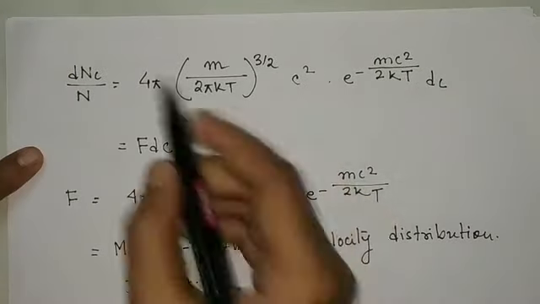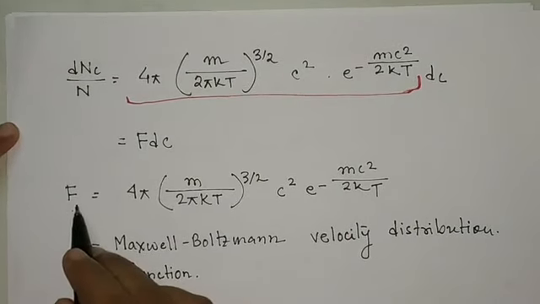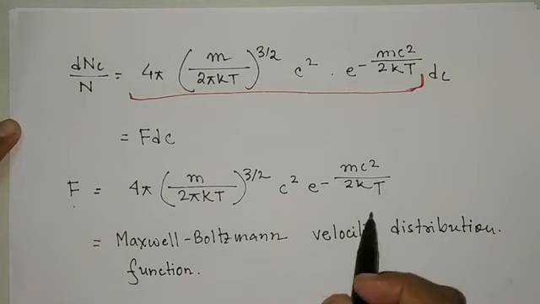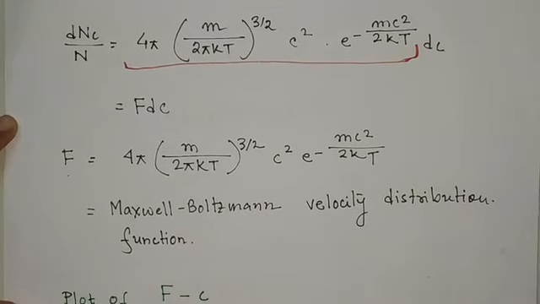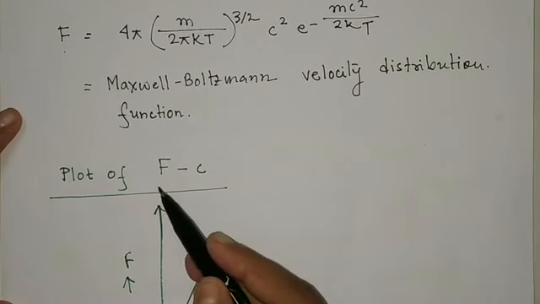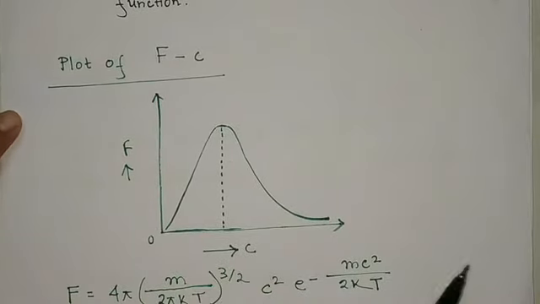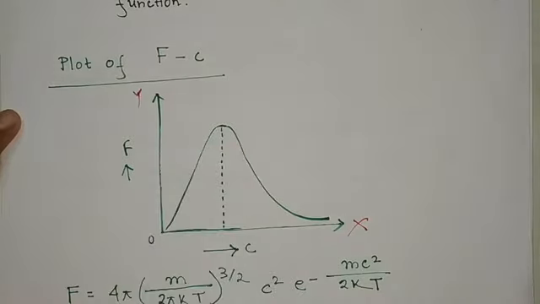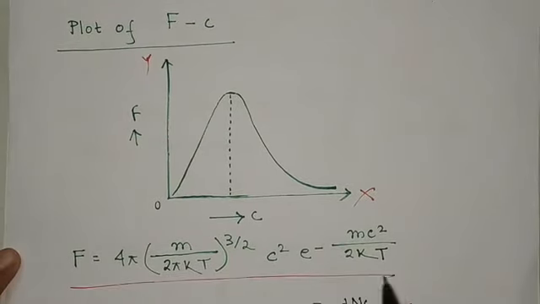Now we'll replace this term by f. So f is given by 4 pi m by 2 pi kT whole to the power 3 by 2, then c square e to the power minus m c square by 2kT. This f is called the Maxwell-Boltzmann velocity distribution function. Next we will plot the graph for f versus c. So it will look like this. Along the x-axis we are plotting c, and along the y-axis we are plotting the distribution function f, where f is given by, of course, this expression.